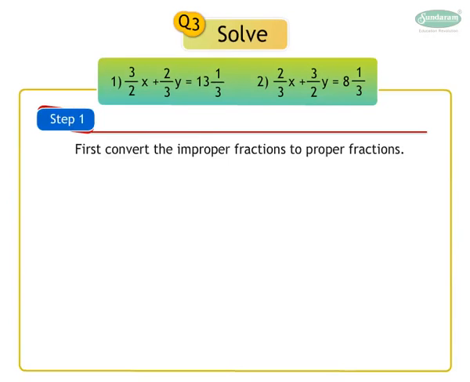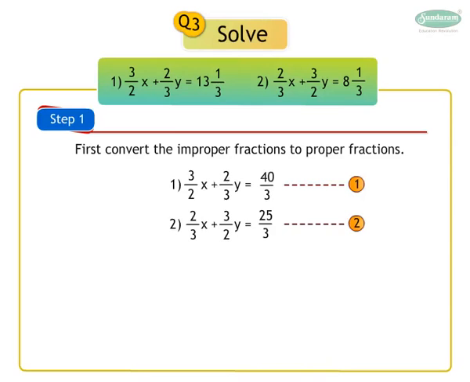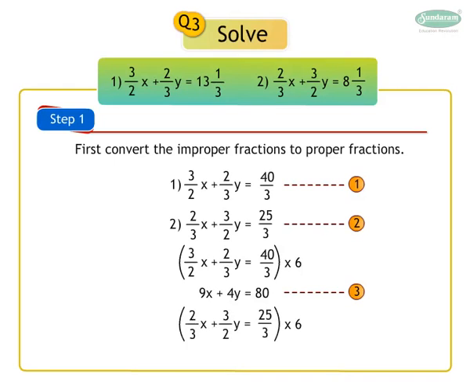We first convert the improper fractions to proper fractions in equation 1 and equation 2. We now simplify equation 1 and equation 2 by removing the denominator. We multiply equation 1 with the LCM, which is 6. We get 9x + 4y = 80 as equation 3. Similarly, we multiply equation 2 with the LCM, which is 6. We get 4x + 9y = 50, which is equation 4.